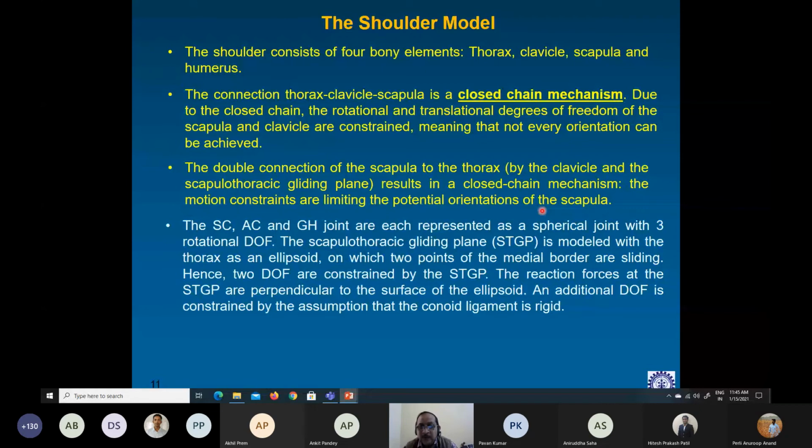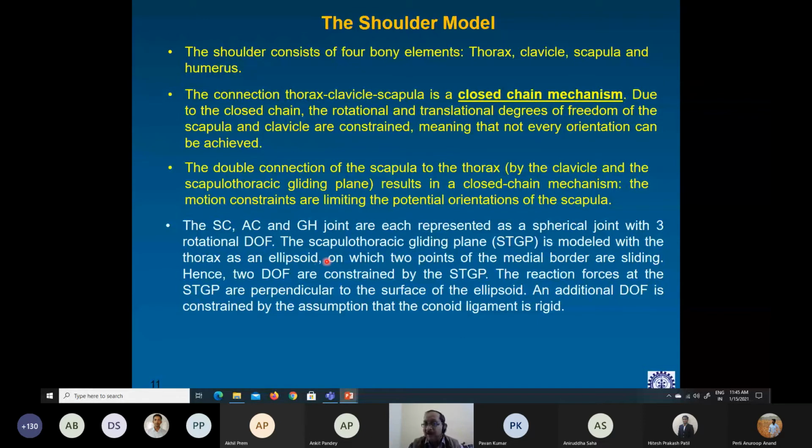Now, we focus our attention to the joints. So we have three main joints, that is the sternoclavicular joint, acromioclavicular joint, and glenohumeral joint, each represented by spherical joints. So it has three rotational degrees of freedom straight away. Okay, so each joint has three rotational degrees of freedom because they are spherical joints. The scapulothoracic gliding plane is modeled with the thorax as an ellipsoid. So you will see later on, it is basically modeled with the thorax as an ellipsoid.